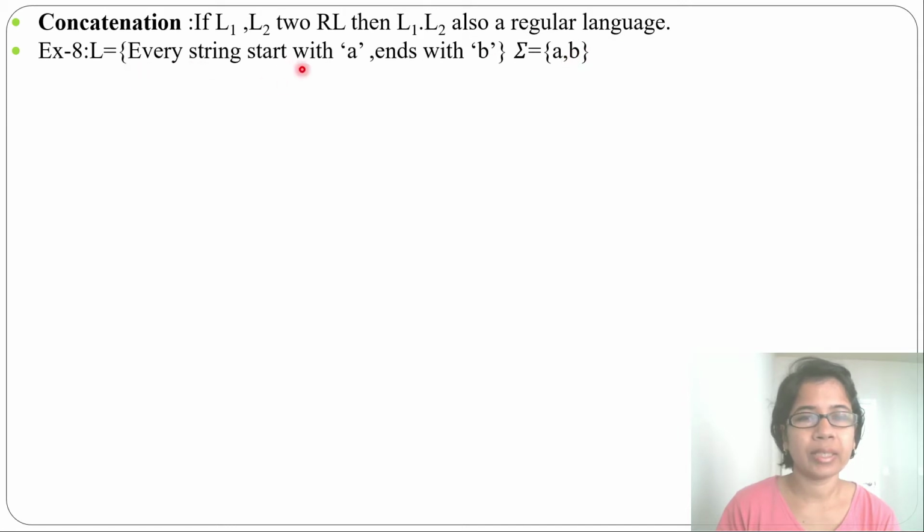The language is every string that starts with A and ends with B. First I will design a DFA for start with A, then I will design a DFA for end with B, then I will concat both. Let's design the DFA for start with A.